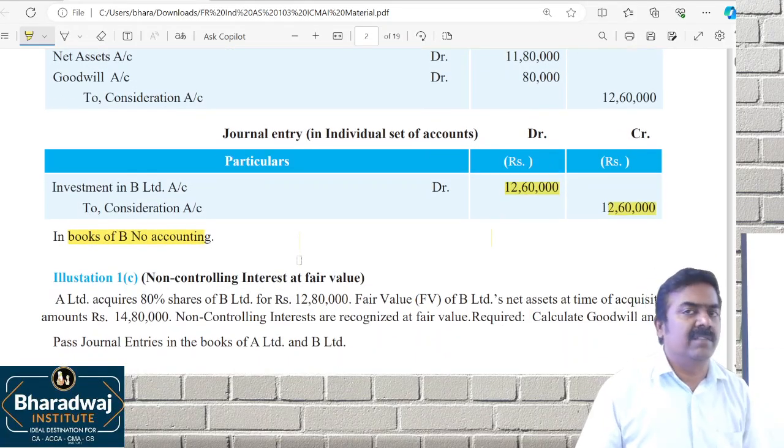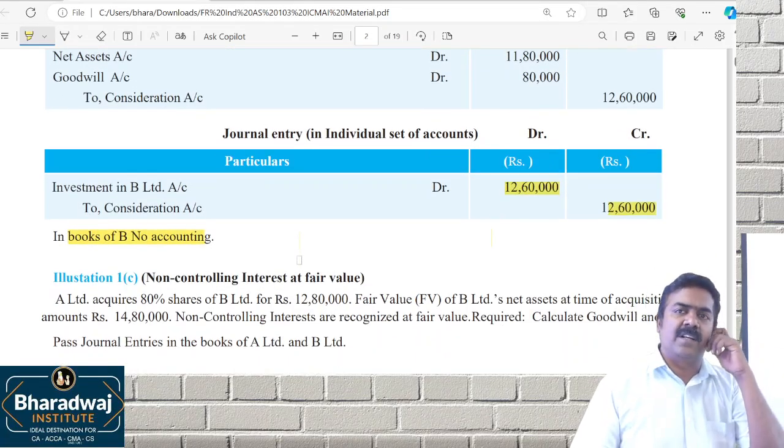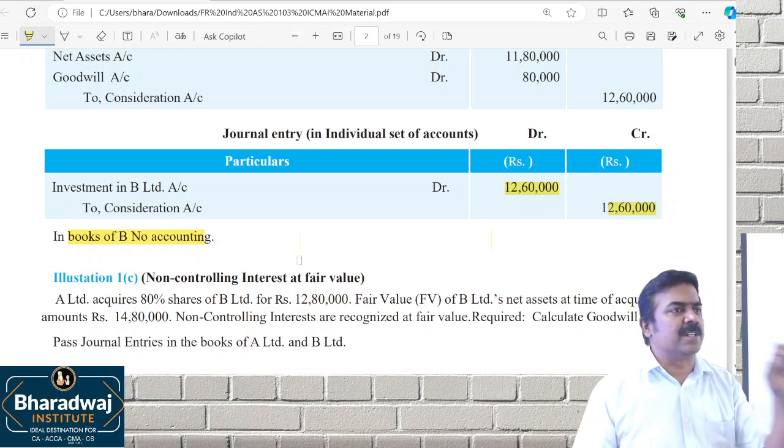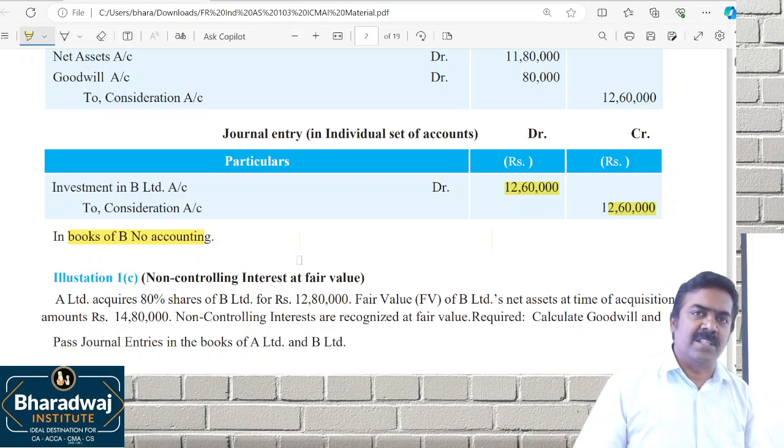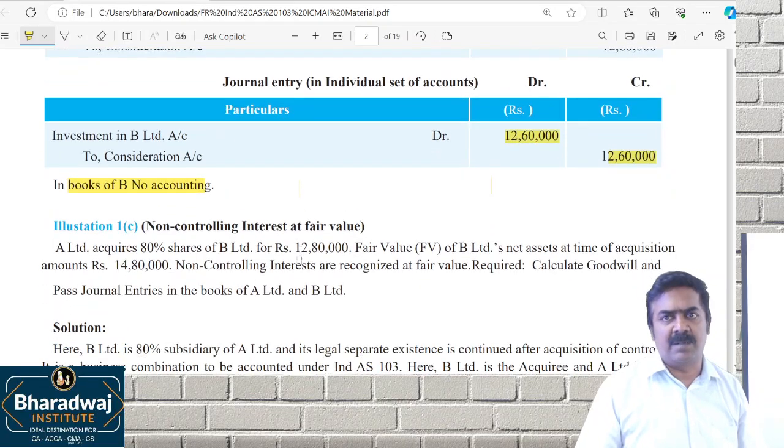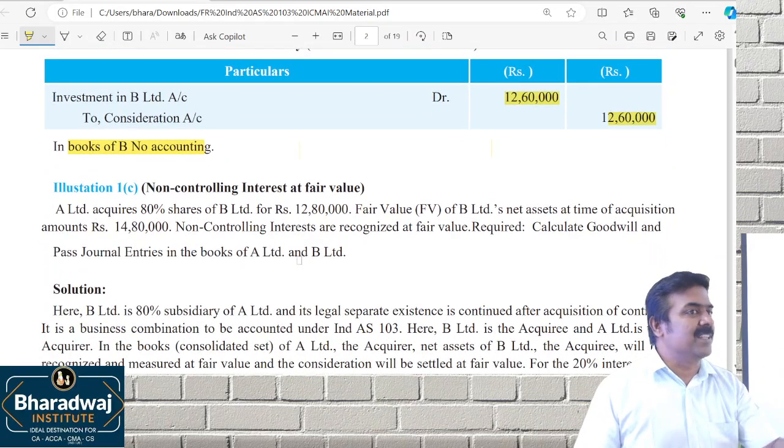In the case of holding and subsidiary company, are you purchasing the company or purchasing only the investment? We are purchasing only the investment. We are not purchasing the other company. The selling company is not closed.